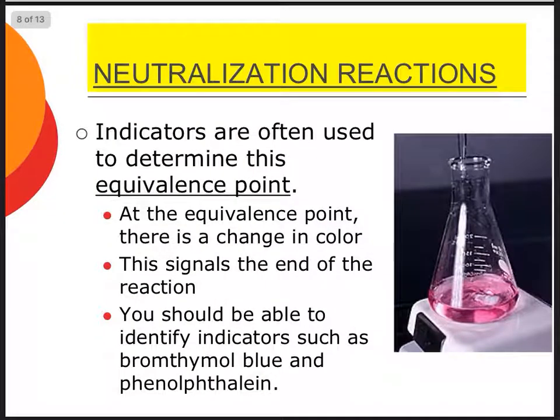In neutralization reactions, we use indicators to help us determine something called the equivalence point. At the equivalence point, there's going to be a change in color of the indicator, and what this signals is the end of the reaction, because usually we know at what pH an indicator changes. We should be able to identify the indicators like bromothymol blue and phenolphthalein.